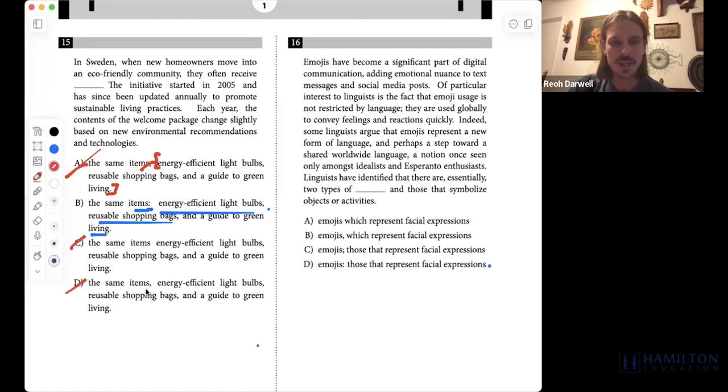And D, we cannot use a comma to introduce this kind of elaboration here, right? We can only use dashes or colons to create an elaboration, which is why we'd use B to create this elaborative list.